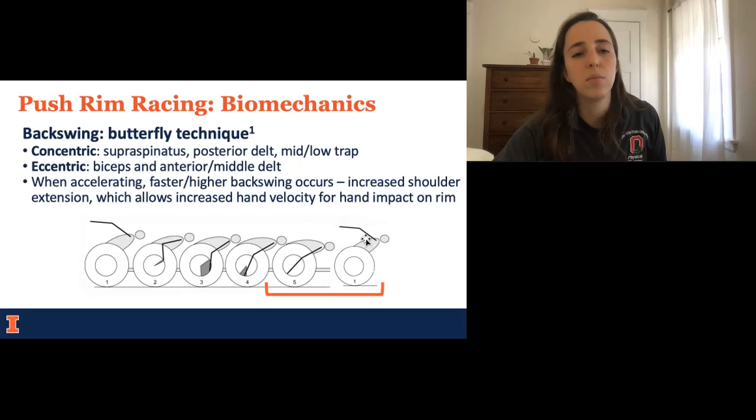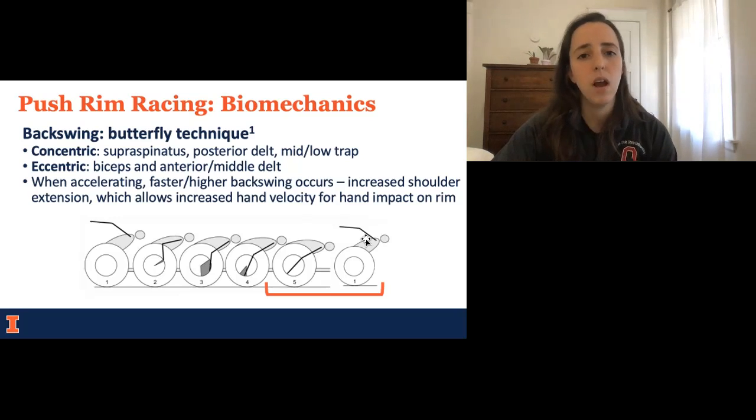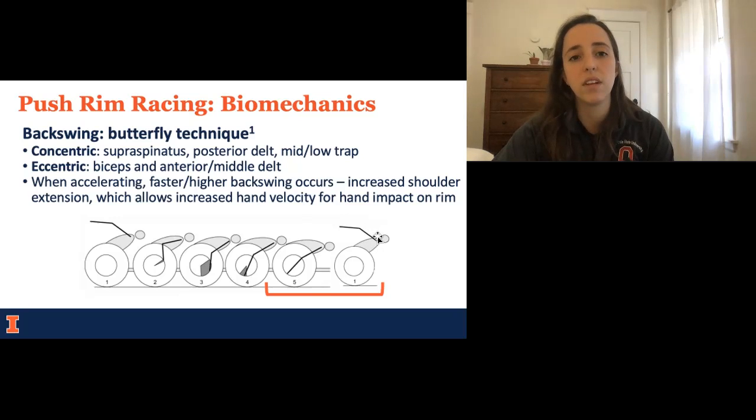And then eccentrically, your biceps and anterior and middle delt are working to slow your arm down once you get up to your peak. So when you're accelerating in a race, either at the beginning or at the end to really kick it in, you're going to use a higher and faster backswing, which is going to increase your shoulder extension more so than you would in submaximal pushing. And that allows for increased hand velocity on hand impact on the ring. So we talked about how you really want your hands moving as fast as they can in order to not slow down the hand ring when you're pushing.